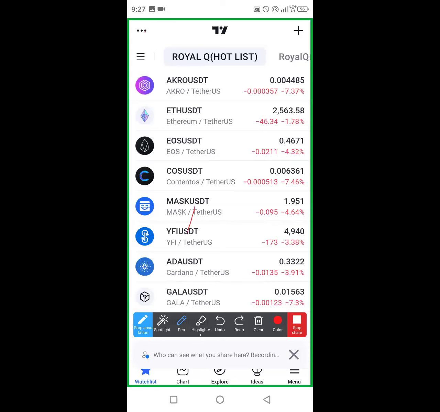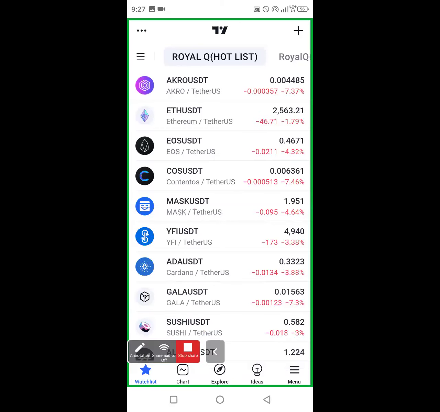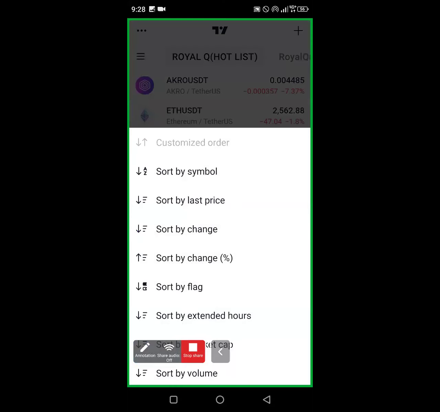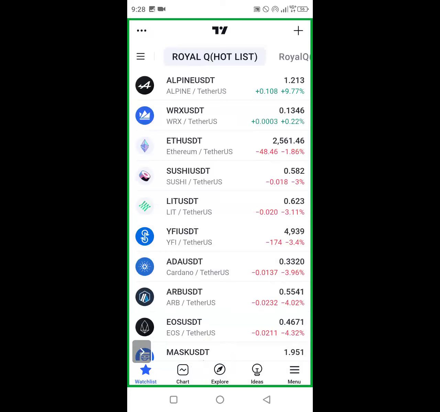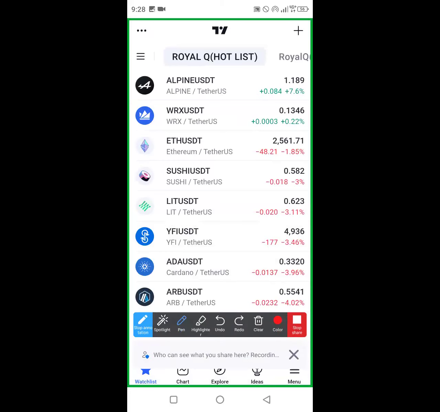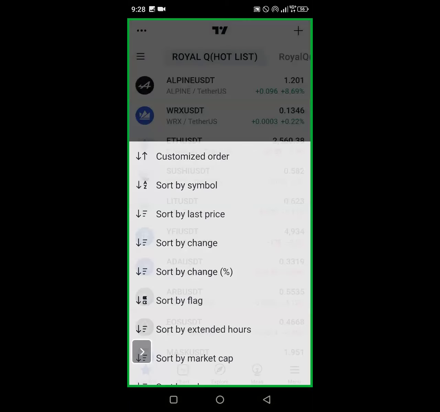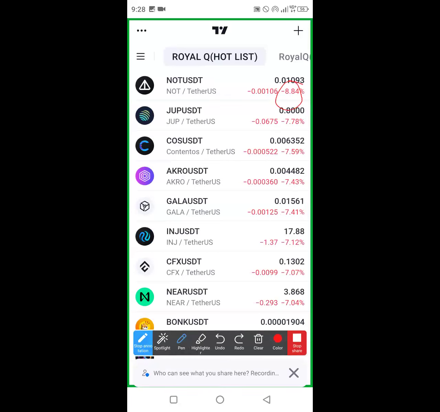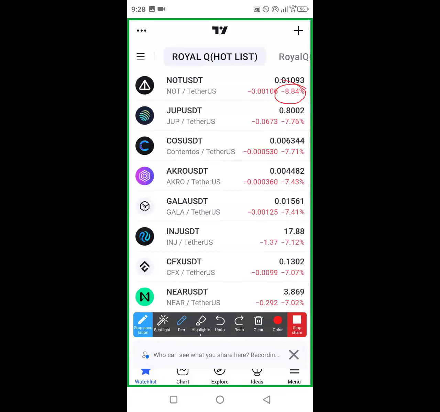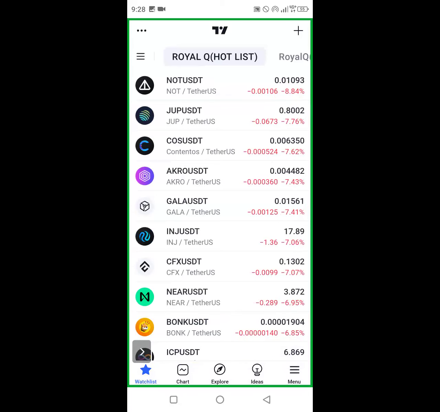Now you just tap on these three dots at the top, this one here. Then you tap on sort by, sort by change percent. You can see it has arranged it according to the ones that are rising in price. The one that is rising the most is Alpine, 7.5%. The market is reacting to news coming up next week, I think it's CPI. Now, if you arrange it according to the ones that are falling in price, the one that has fallen the most is Notcoin, minus 8.84% in the last 24 hours.